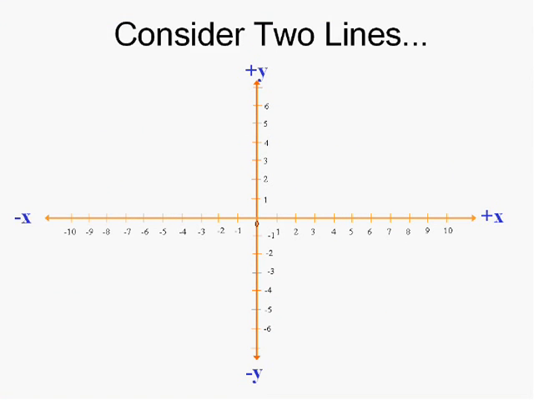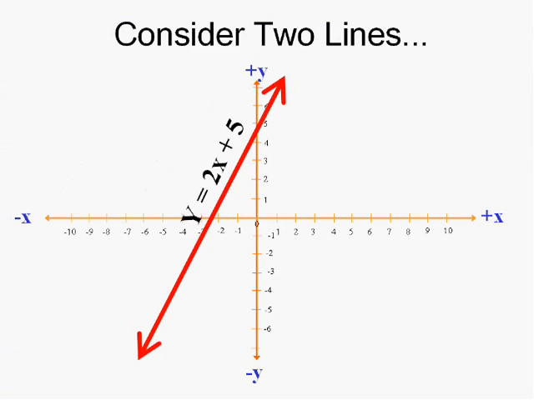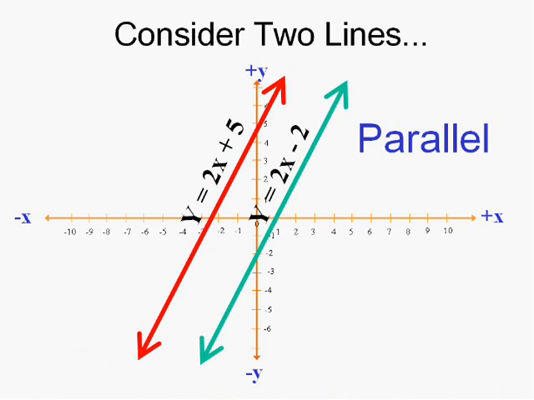Consider if we graphed two equations. We'll take this one and this one. Really, three things can happen. One is what we have here: that they're parallel. Now, we know these two are parallel even if we didn't see them because they have the same slope. Remember the 2 in front of the x. If that's the same, then they're going to be parallel.